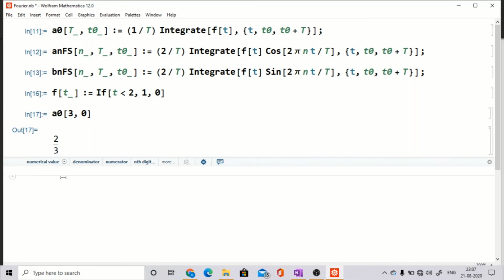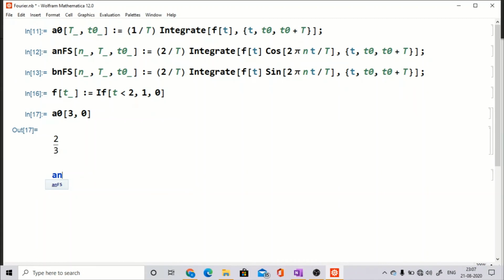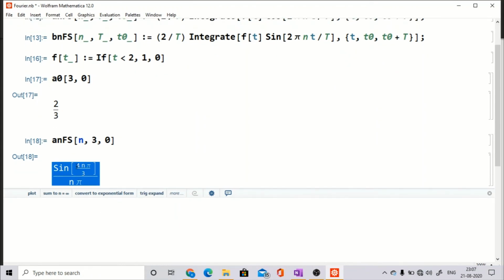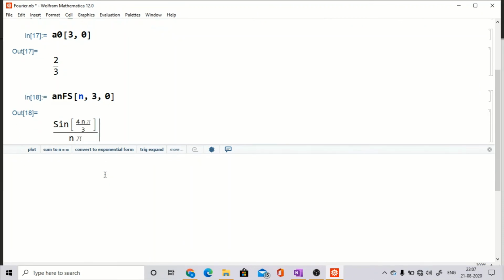Now I want to find anfs. Since you know that n will be a summation of series, I will not define n, but I will define 3 and 0. So you can see now, this is how my an is found.